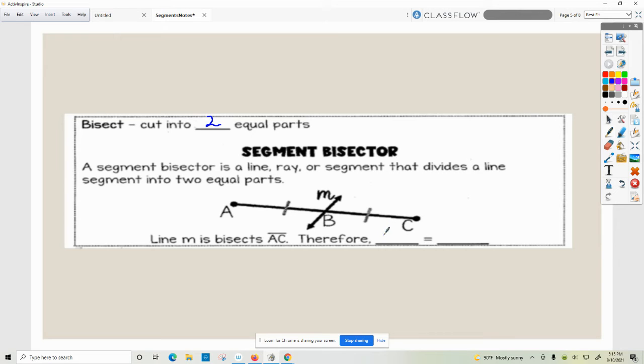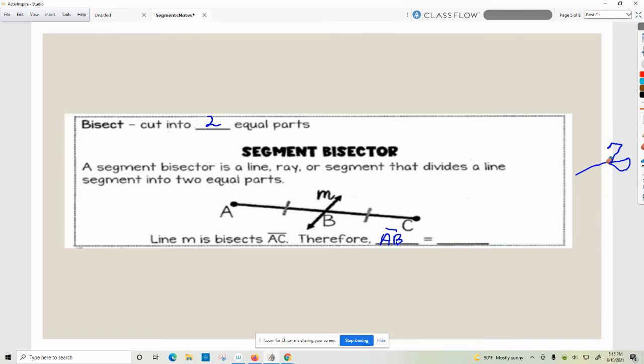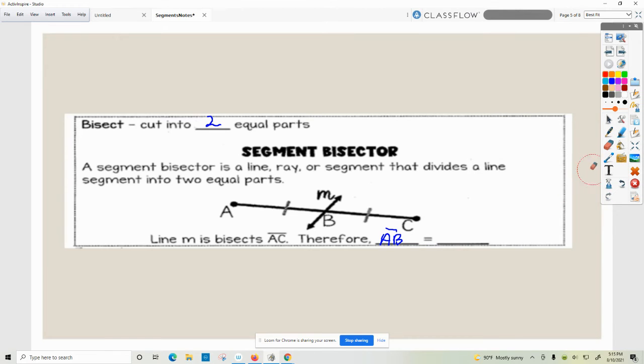Therefore, I know that A to B is equal to B to C.